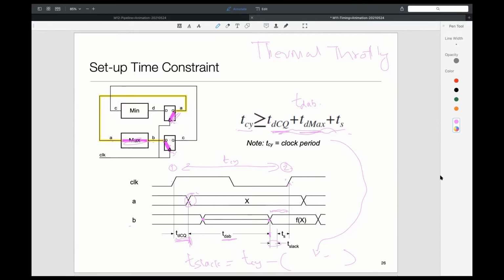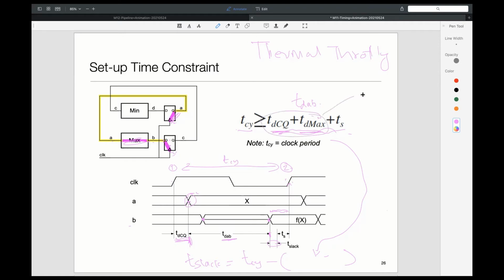So now let's pause and look at the questions. Can you clarify a bit what happens when thermal throttling occurs? Like what delays are lengthened? Okay, yeah, sure. So these two lengthen.